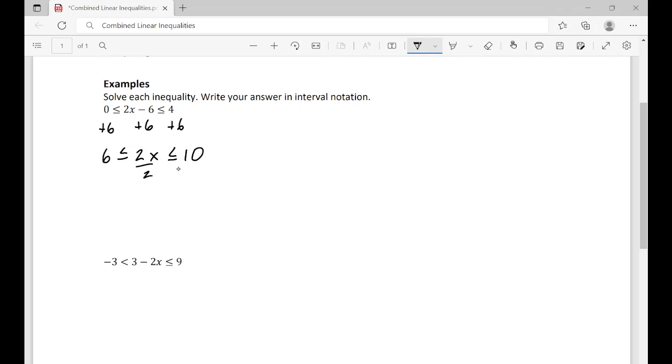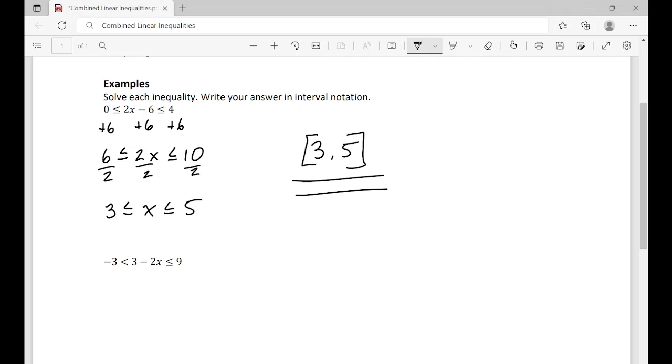And then here I'm just going to divide 2 on all sides to get the x by itself, and I'm going to end up getting 3 less than or equal to x less than or equal to 5. So here is my inequality, but I need to write my answer in interval notation. So it's just going to be x is between 3 and 5, and they're both less than or equal to, so that means both numbers get a bracket. And there's my answer for this inequality.